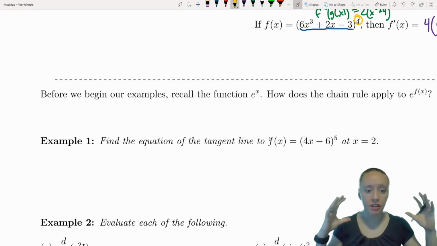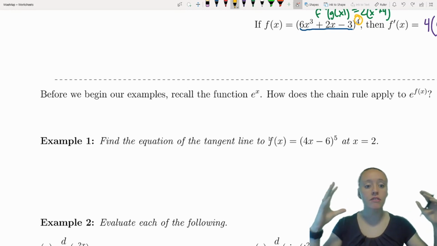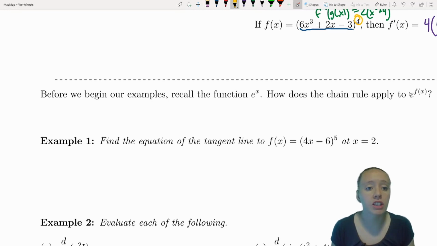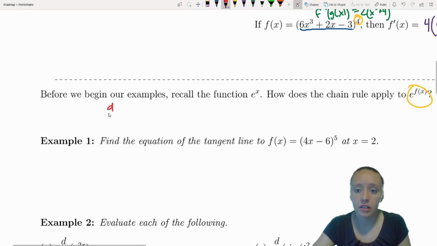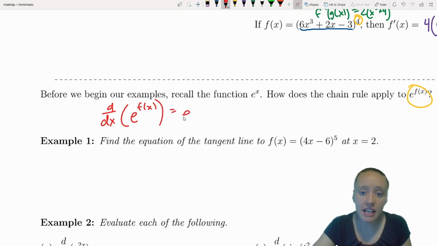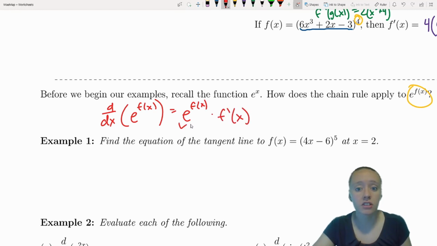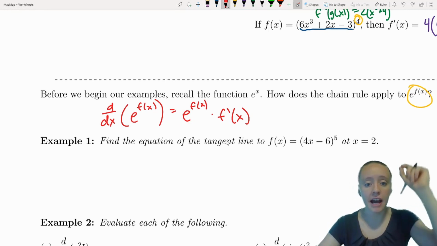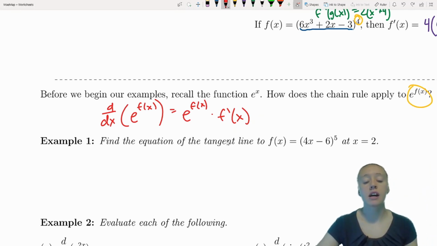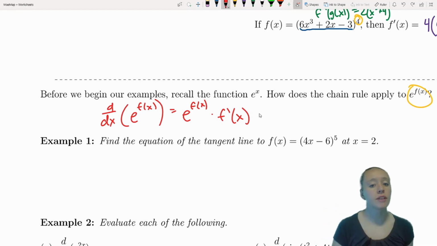Well, remember, we take the derivative of our outermost function, and then we take the derivative of our innermost function. So if our outermost function is e raised to some power, the derivative with respect to x of e to the f of x is going to be e to the f of x times f prime of x. You can see here's the derivative of my outermost function. The derivative of e raised to some function is e to that function, but we have to remember to multiply by the derivative of that function it was raised to, so f prime of x. So the derivative of e to the f of x is itself times the derivative of f of x.